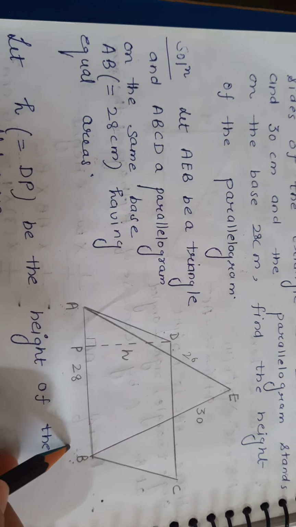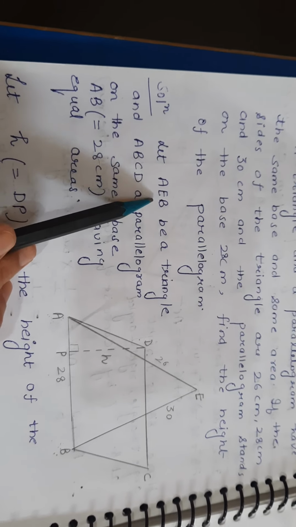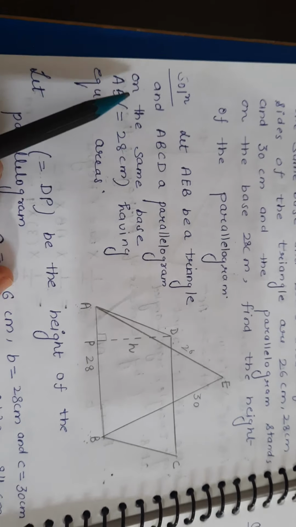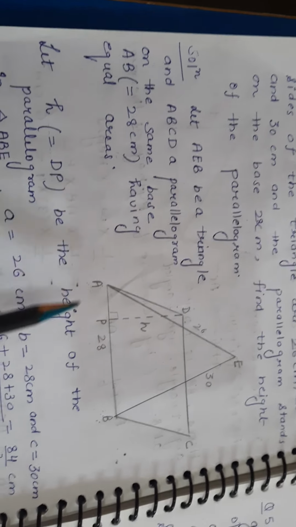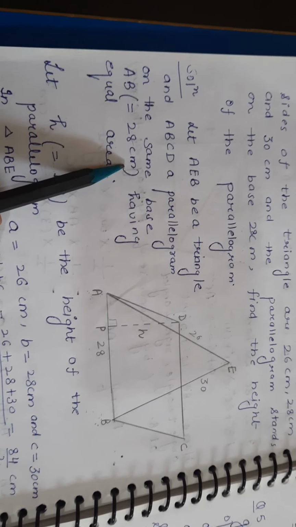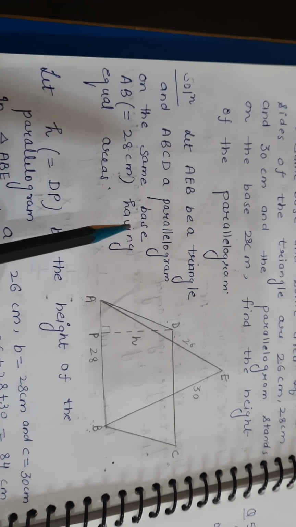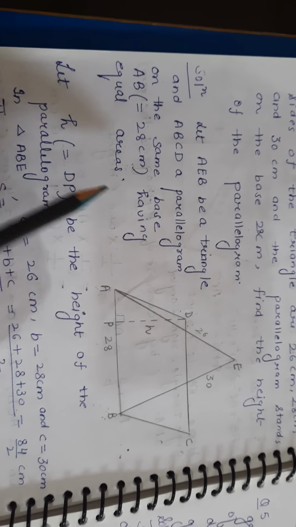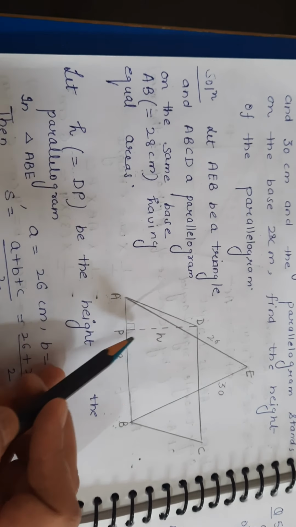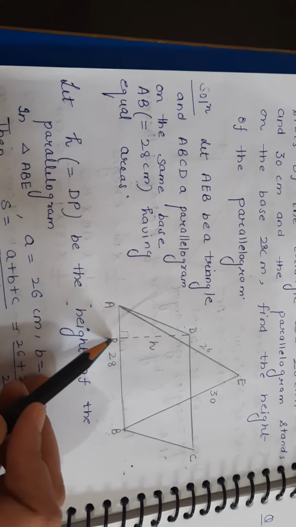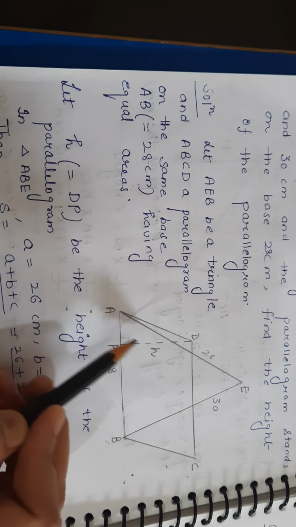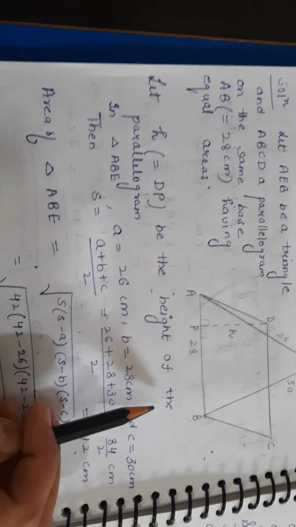Just look at the solution part. Let AEB be a triangle and ABCD be a parallelogram on the same base AB, which is 28 centimeter given in the question, and this triangle and parallelogram both have equal area, right? Now you need to find this height of the parallelogram, right? Let H, this is DP, drop a perpendicular here. So this height H, which is DP, be the height of the parallelogram.